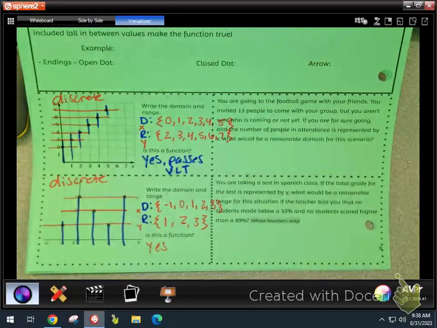Okay, so remember, when we get to a word problem, really when we get to anything, we have to look at, is it discrete or is it continuous? Okay, so let's read our situation. Remember what I said about words. You got to think, can I have like fractional pieces of things?